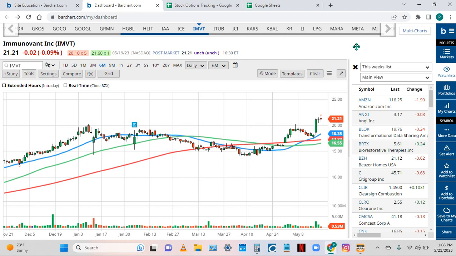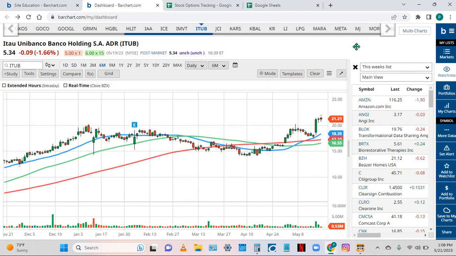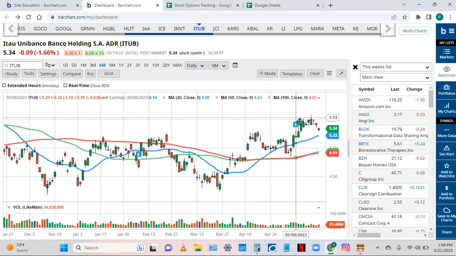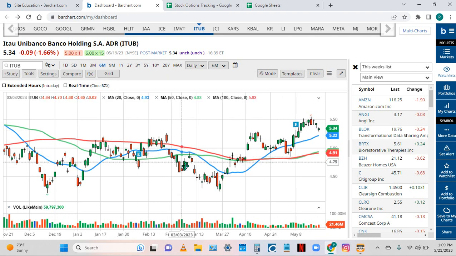Immunovant. Closing breakout with a 1, 2, 3 setup. So that looks higher. This is, I believe, a South American company. I believe this made the list because it had pretty good earnings. Yeah, 14 cents and 15. So this does have earnings. This is on the list because it broke out, pulled back some more, and then broke out again.